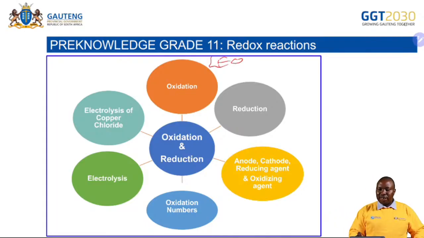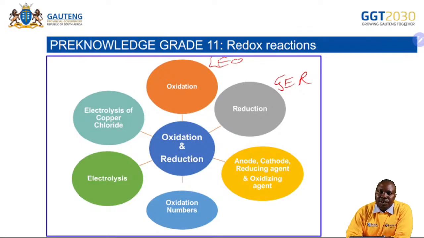So we're saying loss of electrons is oxidation and gaining of electrons, we refer to it as reduction. That is the first definition that all of you must know. I hope even at school they emphasize that you must know these definitions. Loss of electrons is oxidation. Gaining of electrons is reduction.